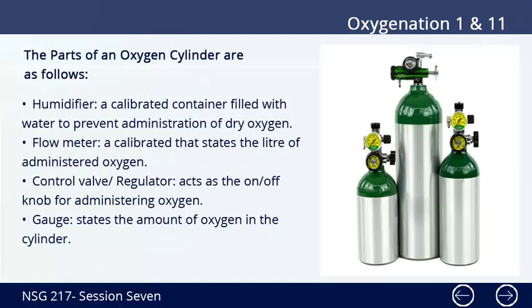The parts of an oxygen cylinder are as follows. Humidifier, that is a calibrated container filled with water to prevent administration of dry oxygen. Flow meter, a calibrated gauge that states the liters of oxygen administered. Control valve or stroke regulator. These act as the on and off knob for administering oxygen. The gauge states the amount of oxygen in the cylinder.